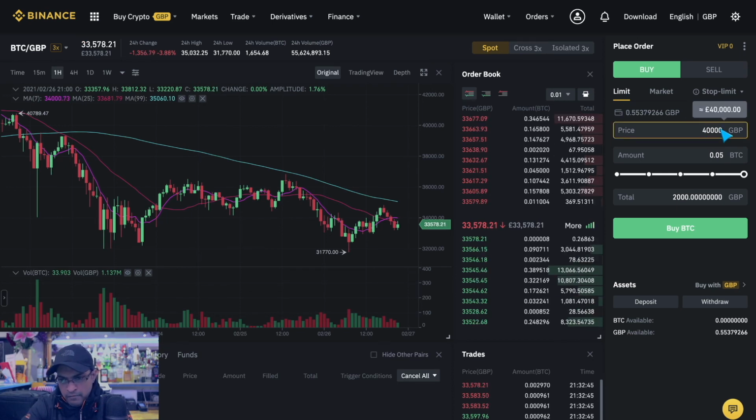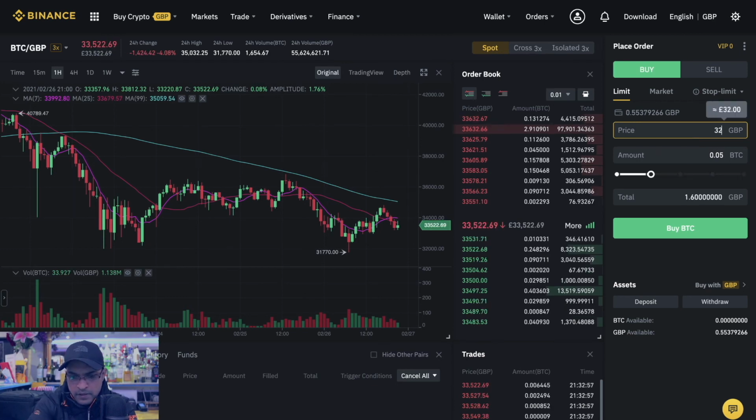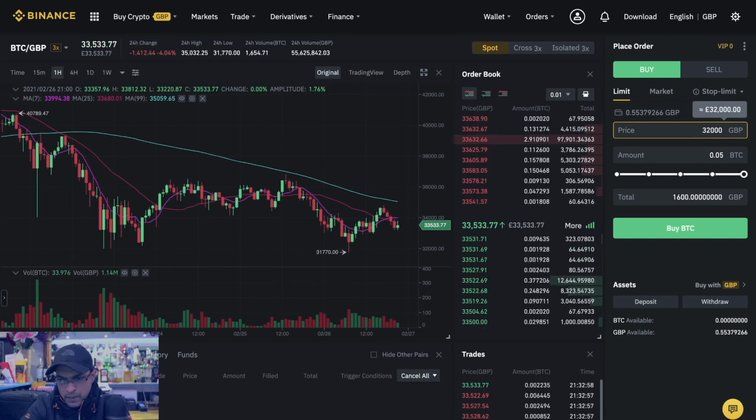So for example, if we look at the market price right now, we can see it's 33,000. And we say, you know what, we want to pick it up at 32,000. Until it hits that 32,000, it's not going to trigger the order. So again, on sell, we want to sell for more, obviously, and on buy, we want to buy for less. This is the technique you will have to use.